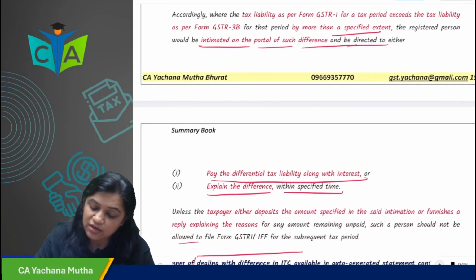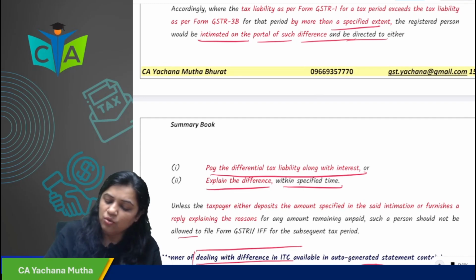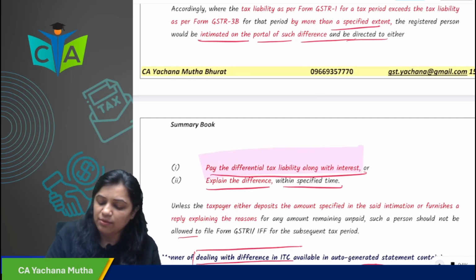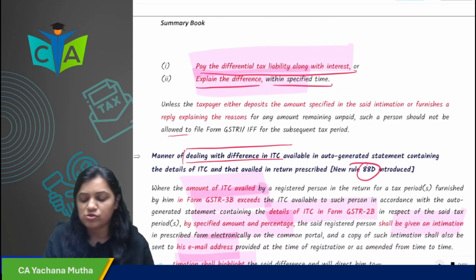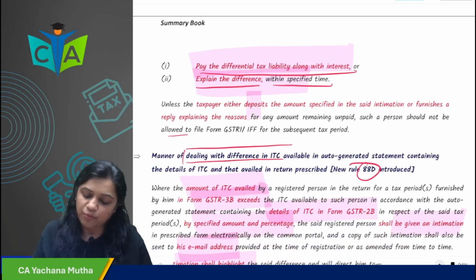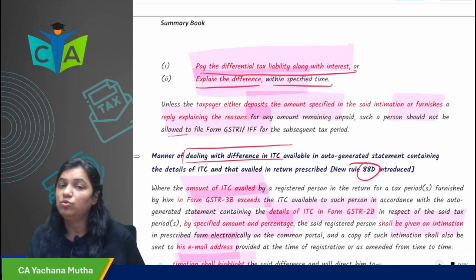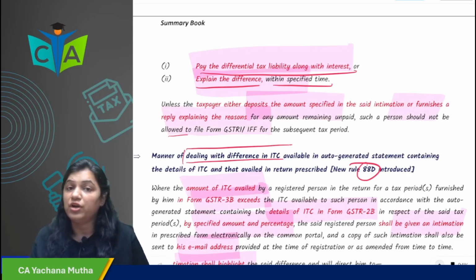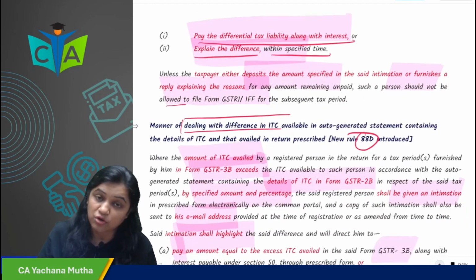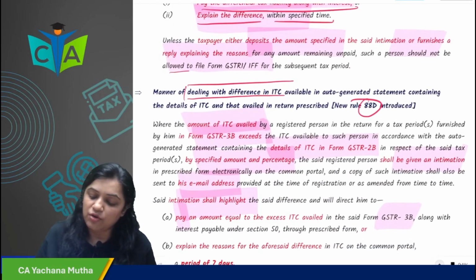So, what will the government send you? They will send you an intimation to pay the difference in tax liability along with interest or explain the difference. So you have to either deposit the amount or furnish a reply. Until you do this, you are not allowed to furnish GSTR 1 or IFF. You are debarred from furnishing GSTR 1 or IFF.